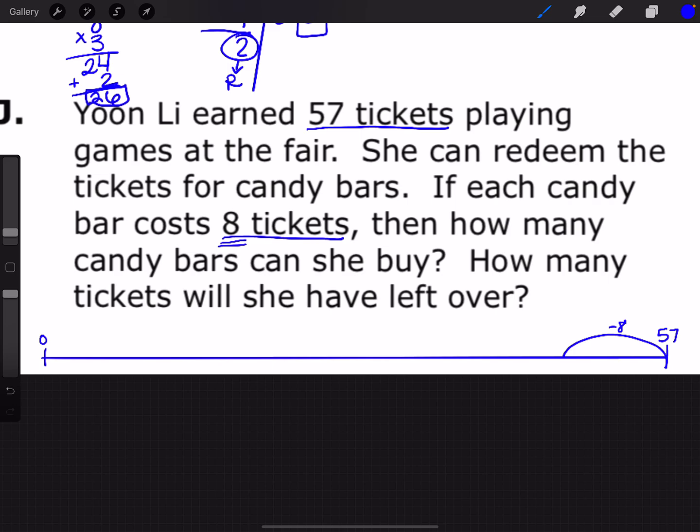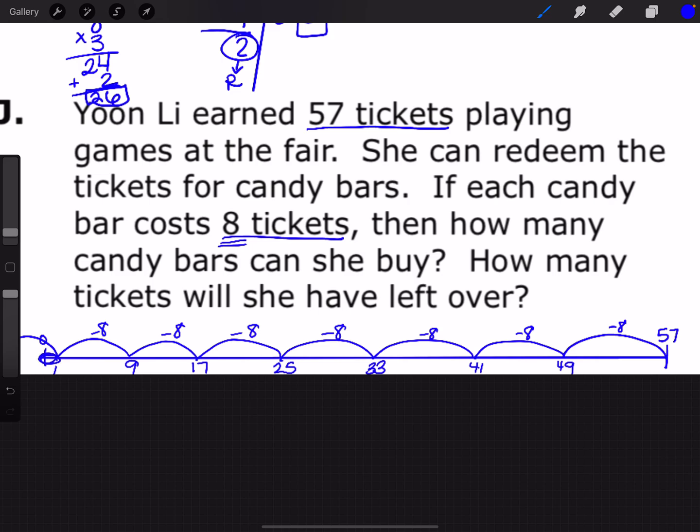57 take away 8 would be 49. Take away another 8 would be 41. Take away 8 is 33. Take away 8 be 25. Take away 8. That'd be 17. Take away 8. That would be 9. Take away 8. That'd be 1. And then we would jump past the 0.